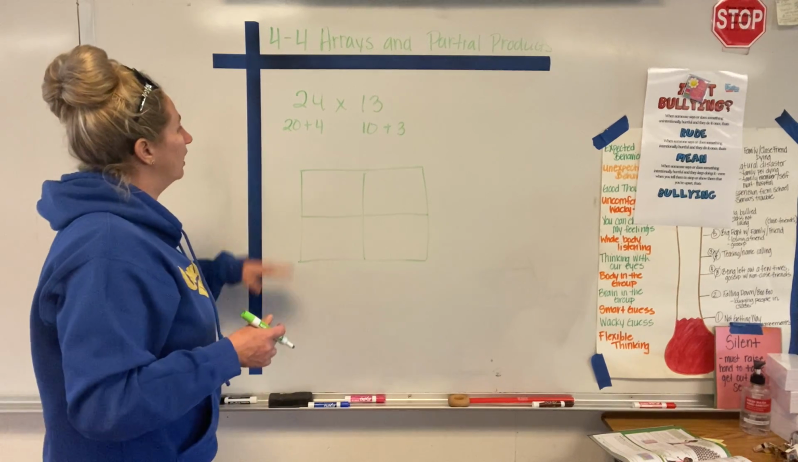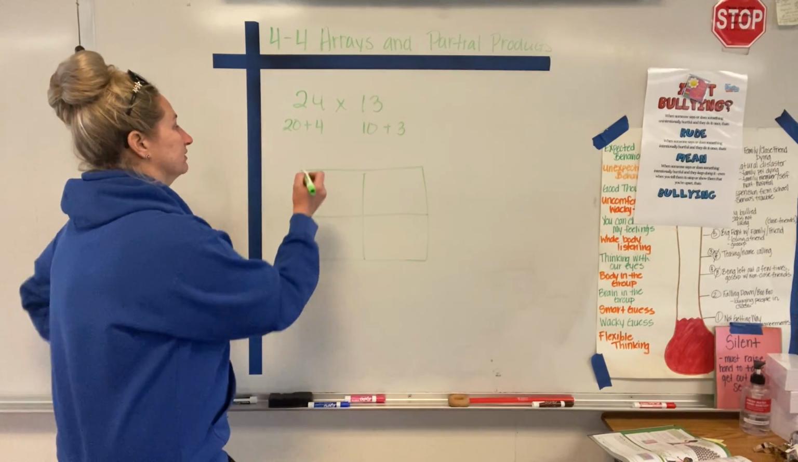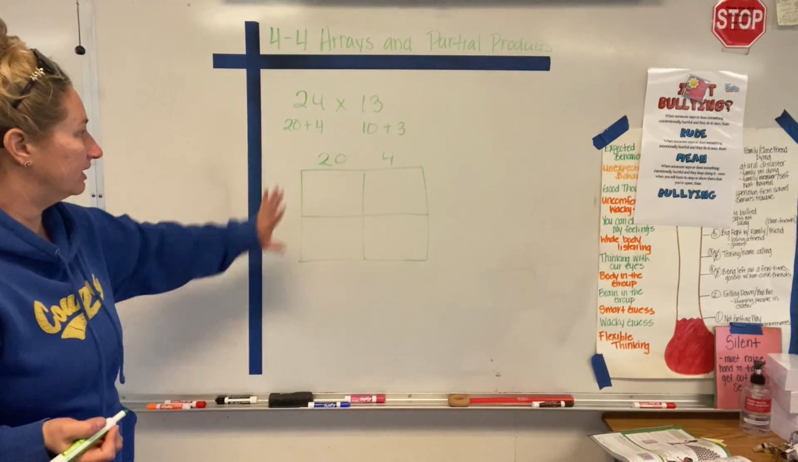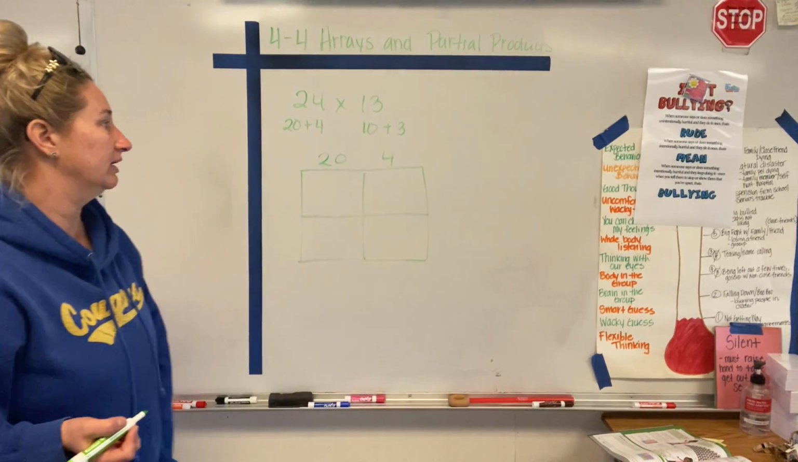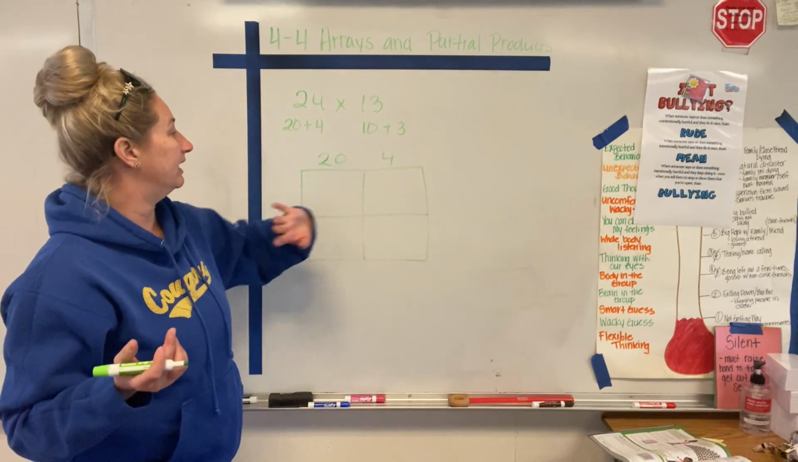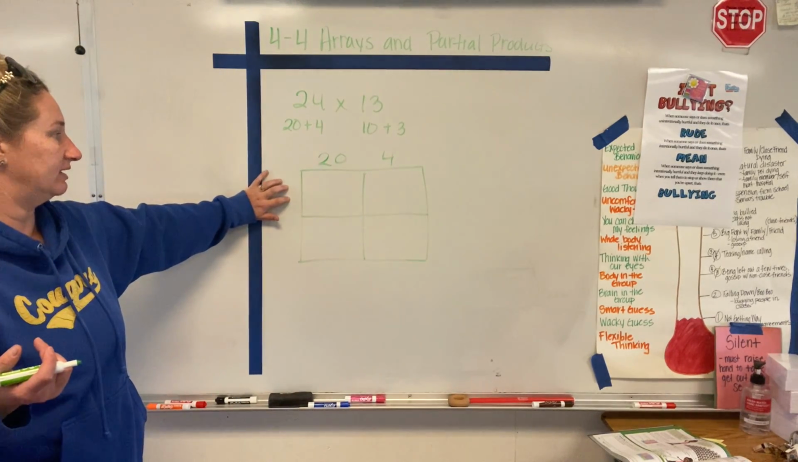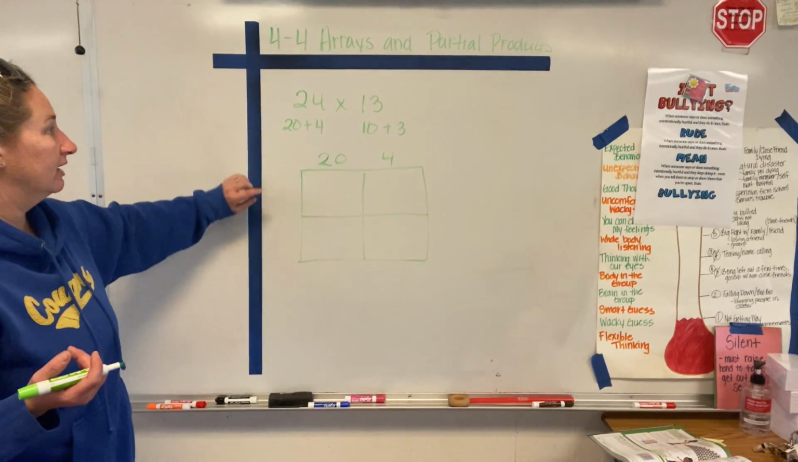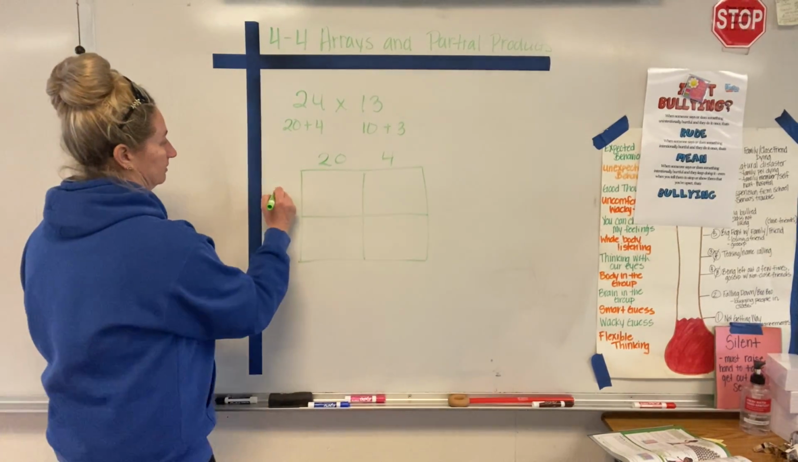So I'll just start with the 24. So I'm going to put 20 and 4. Okay, so I need a box for the 20 and a box for the 4. This is why I have 4 boxes. Because now I have 10 and 3. I don't just have one number on the outside. Now I'm going to have 2. So I need another couple boxes down at the bottom. So 10 and 3.